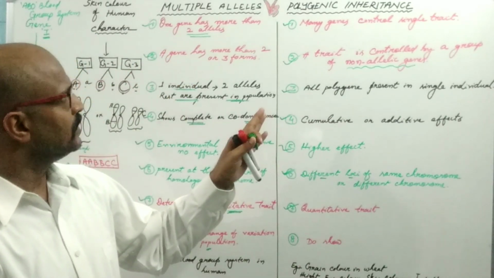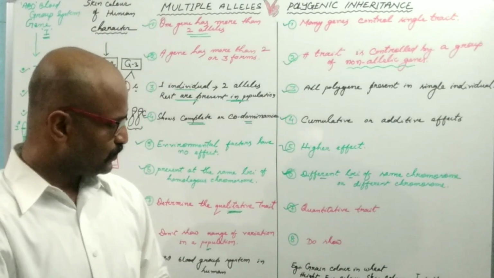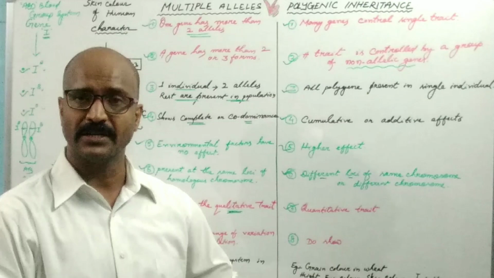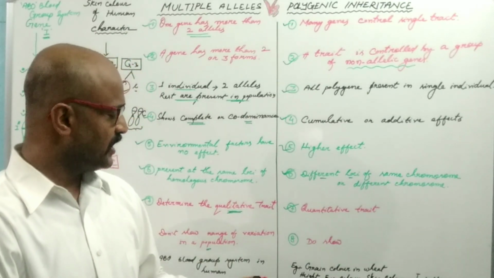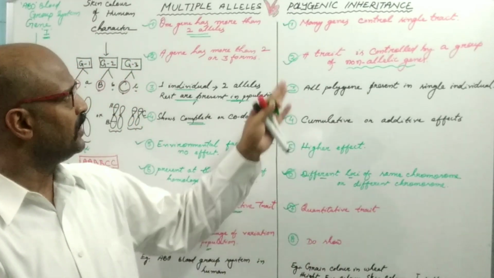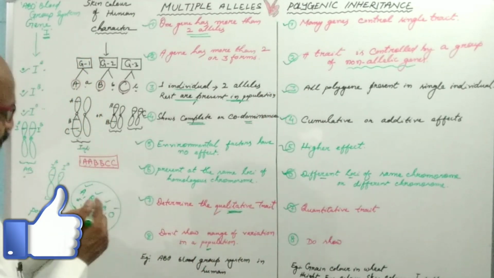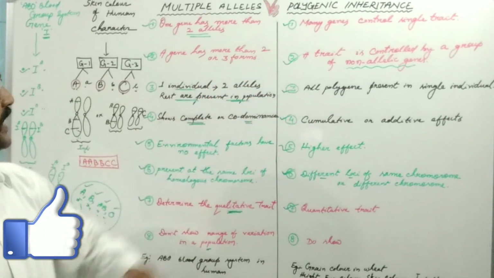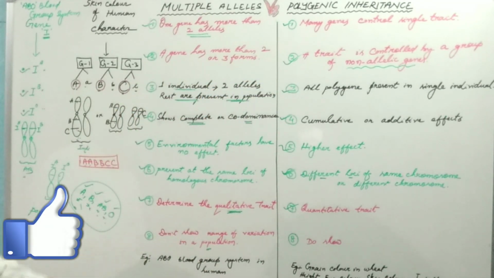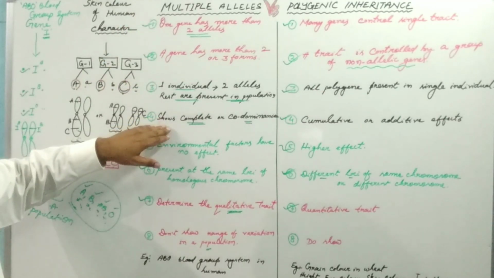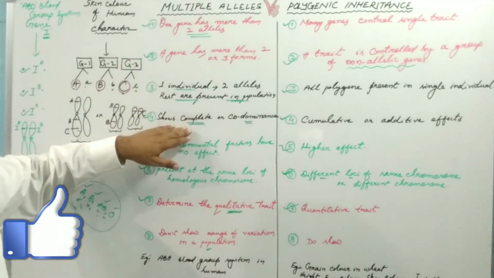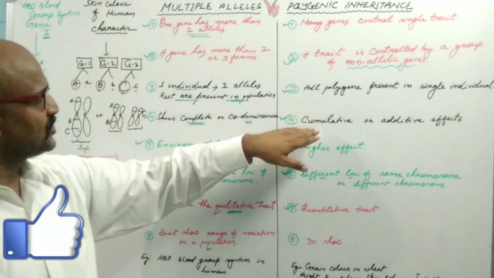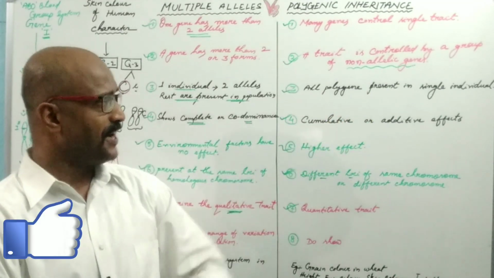There are several examples in case of polygenic traits. Polygenic traits may be the height of humans, eye color of humans, skin color of humans, intelligence of humans. So there are so many polygenic traits. So these are the comparisons between polygenic inheritance or polygenic traits and multiple alleles. In case of multiple alleles, it shows complete or codominance behavior. But in case of polygenic inheritance, it shows the cumulative or additive effect.